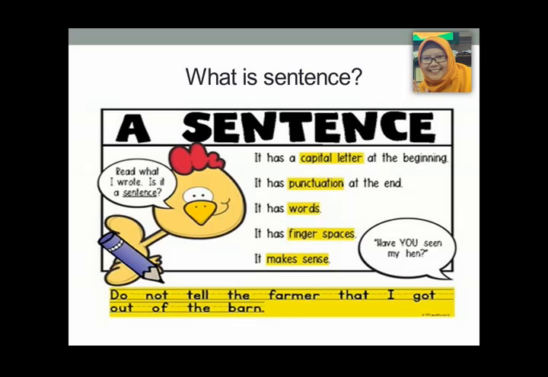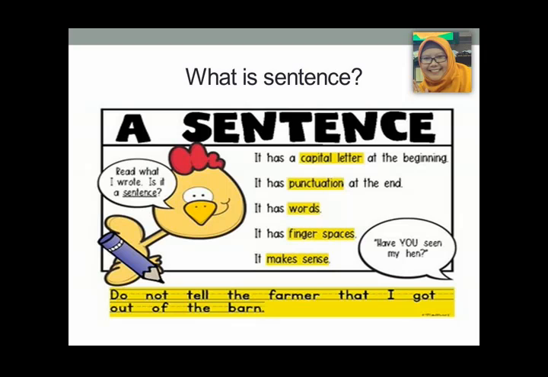Next, we move to the fourth characteristic. A sentence has finger spaces. Finger spaces means that you have space between one word and other words. And then the last characteristic is it makes sense. So this is an important characteristic. Make sense means you have meaning in your sentence. For example, Budi is a good boy. This sentence has meaning to say that Budi is someone who is good.